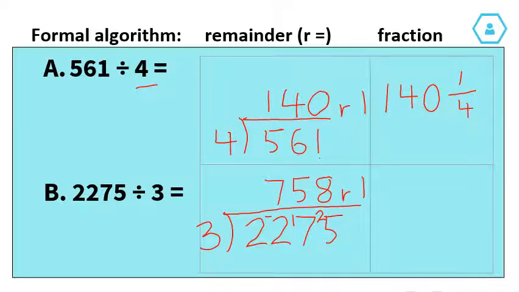Yep. And similarly, as a fraction, it's going to be 758. And I'm going to split this 1 into 3 equal parts. So it's going to be 1/3, and that's it as a fraction. Super simple. So if you can record it as a remainder with your fraction, all you need to do is put the remainder at the top and divide it by the divisor, which will give you a fraction like this.